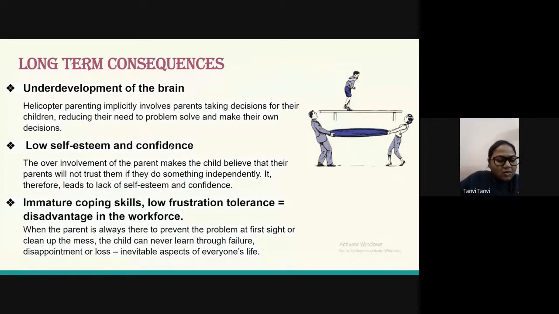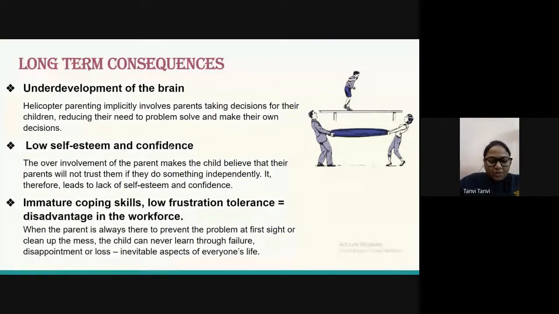Next one is low self-esteem and confidence. The over-involvement of the parents makes the child believe that their parents will not trust them if they do something independently. It therefore leads to lack of self-esteem and confidence.